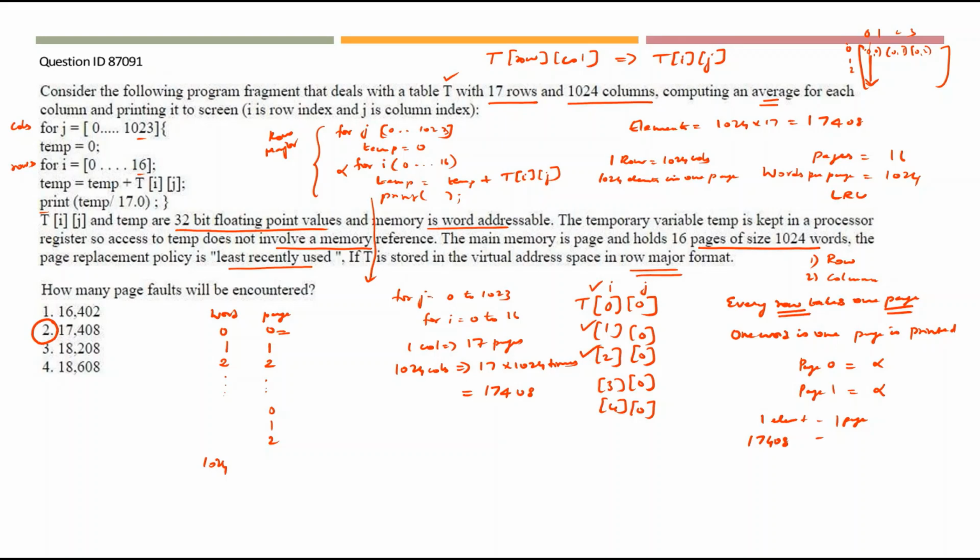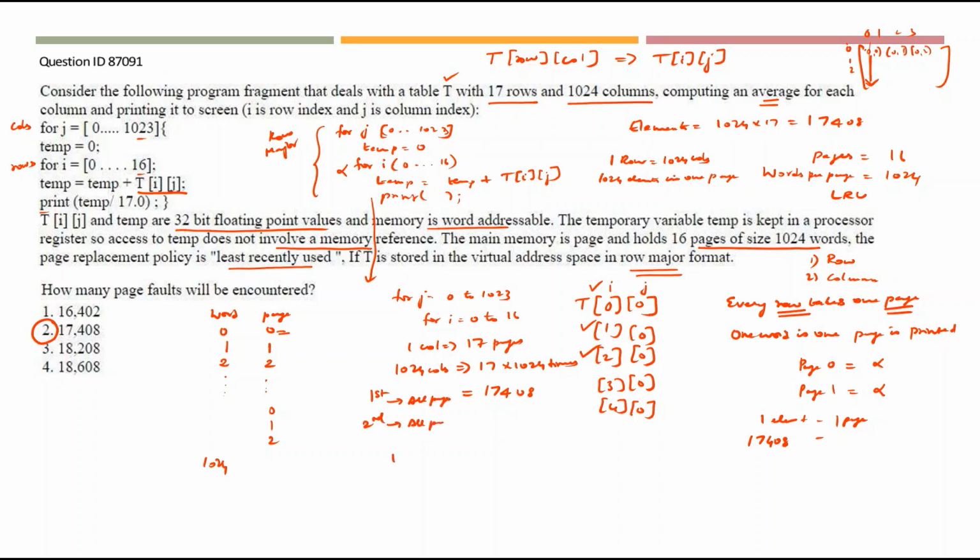So here accessing this table alone is taken into consideration, because temp is kept in a processor register. It does not involve a memory reference. I am considering only the table access. I take the first column, I refer all pages. I take the second column, I refer all pages.